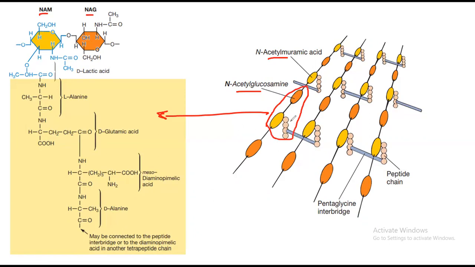And these round circles are the amino acids: the L-alanine, the D-glutamic acid, the diaminopimelic acid, and the D-alanine. Okay, so this is the molecular structure of a single portion of the peptidoglycan layer. I was showing you this because in the next slide it will help you understand the mechanism of action of penicillin.